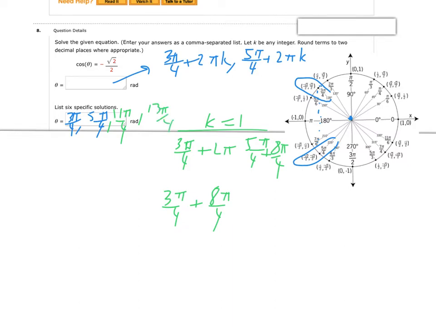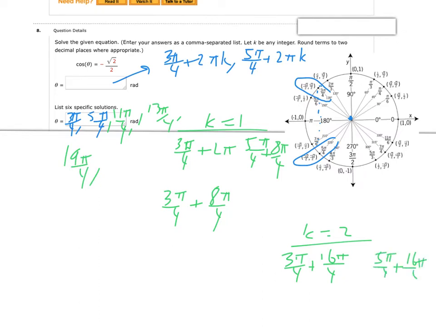And then I can do it with k equals 2, give me more answers. Obviously, these answers are not between 0 and 2 pi, but it did not specify that. So this one would be 3 pi over 4 plus, let's see, that would be 4 pi, so that's 16 pi over 4, giving me 19 pi over 4. And so for the other one, it would be 5 pi over 4 plus 16 pi over 4, which would be 21 pi over 4.